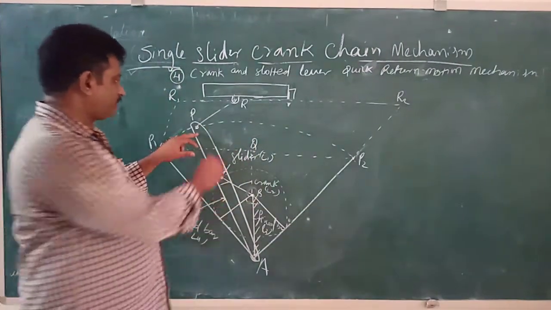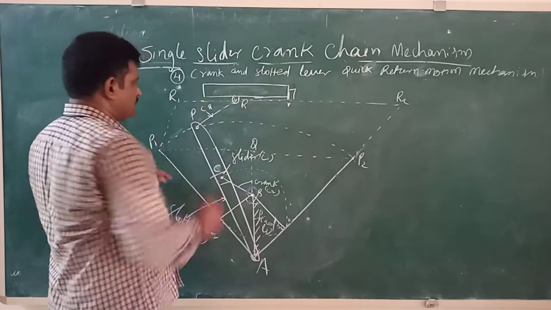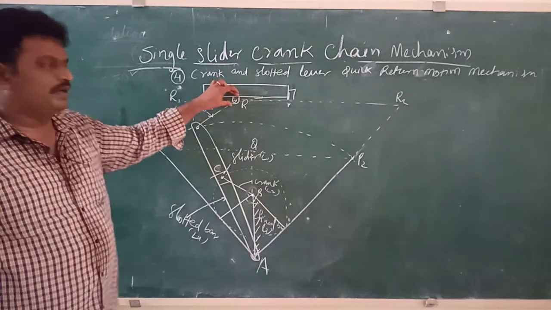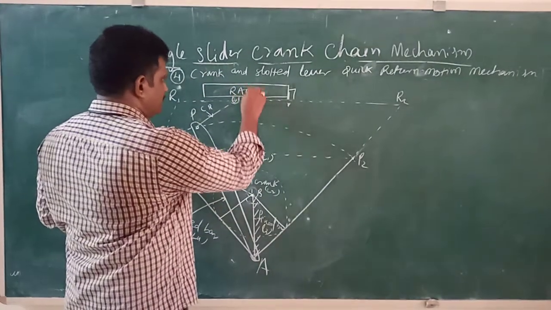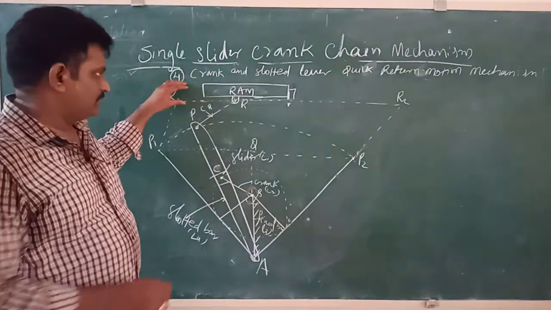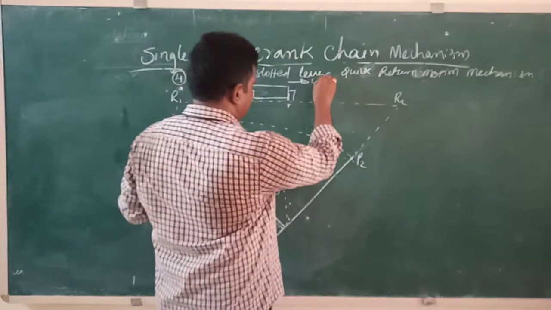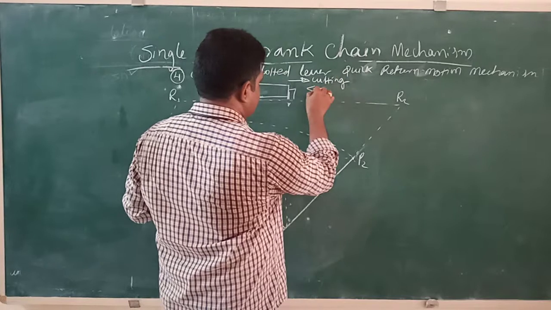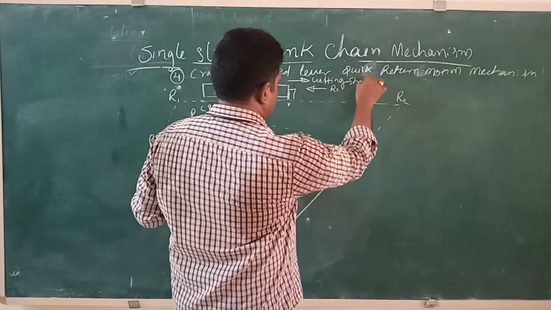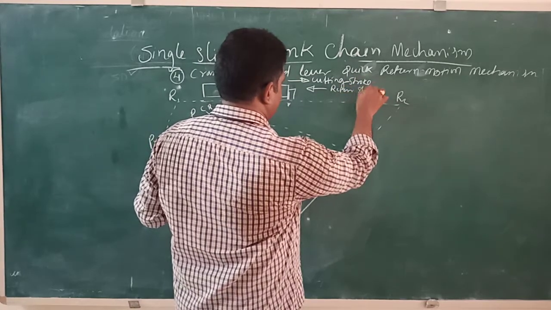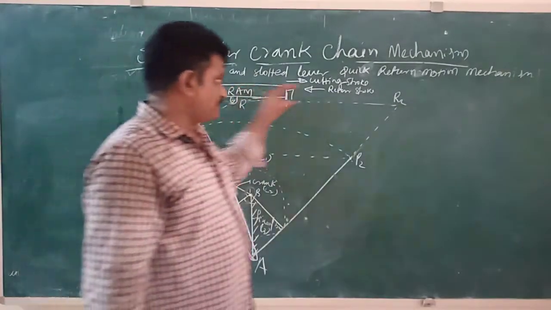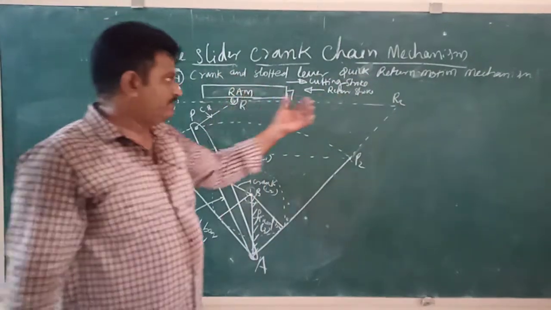At the same time, this is the connecting rod. One end of the connecting rod is connected to the slotted bar, and the other end is connected to the ram. This is called the ram. The ram moves in the forward direction and the backward direction. The forward direction is the cutting stroke, and the reverse direction is the return stroke. The cutting stroke is the lengthy stroke, and the return stroke is the quick stroke. It goes fast.